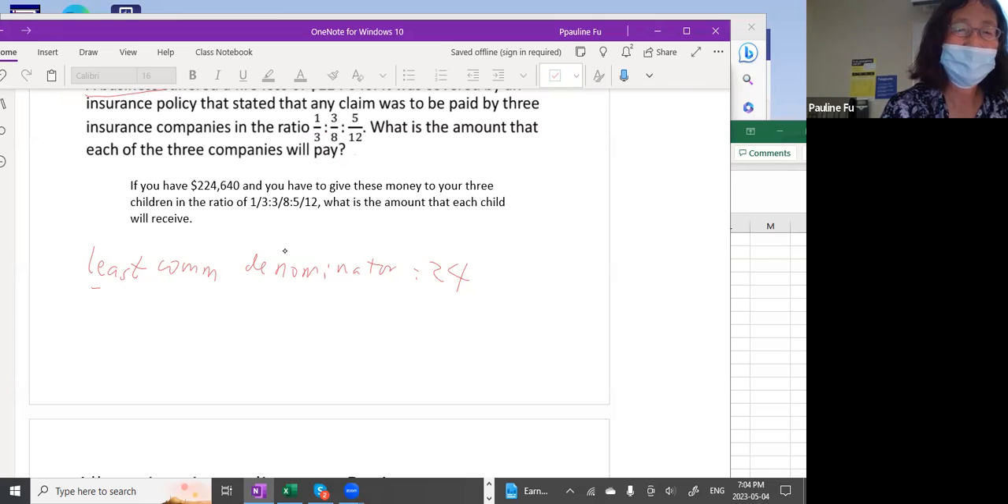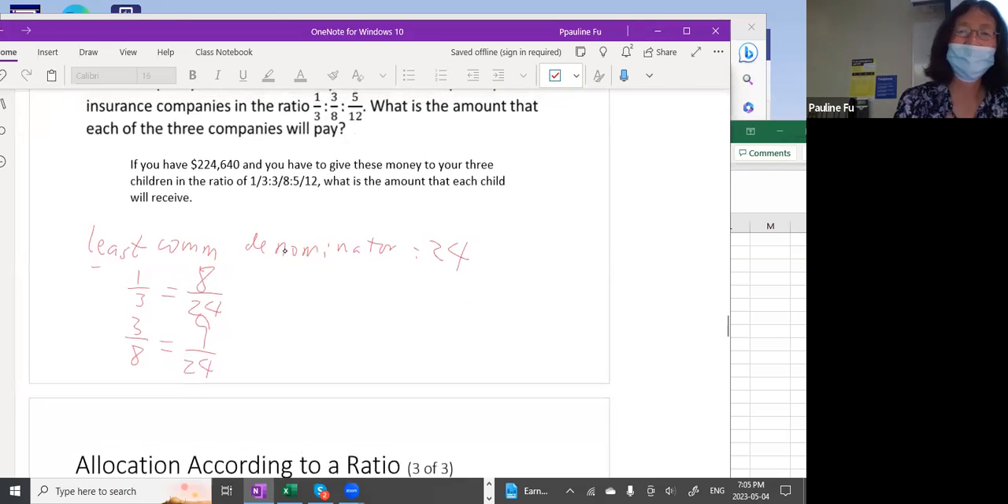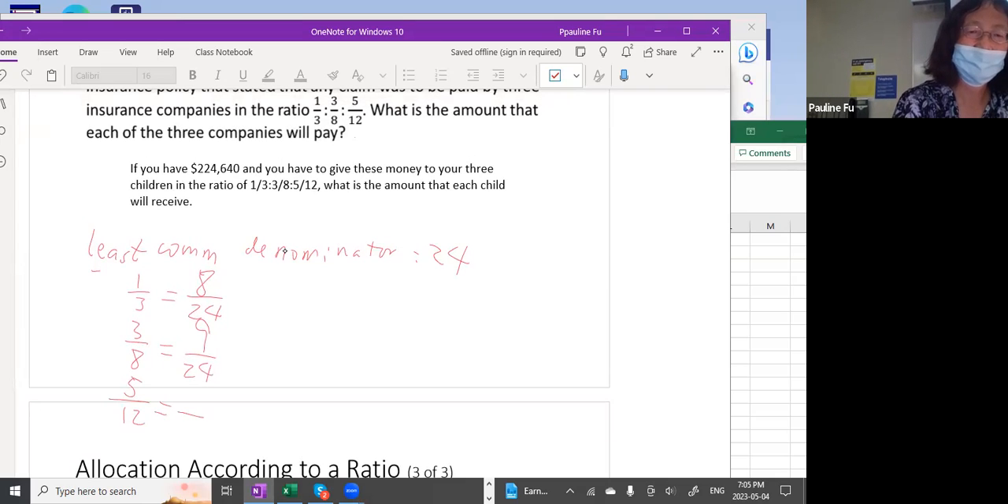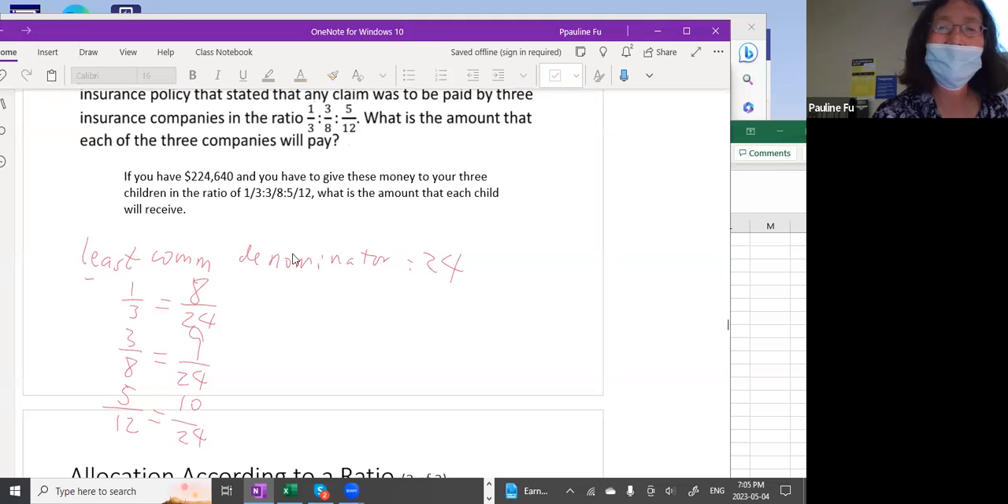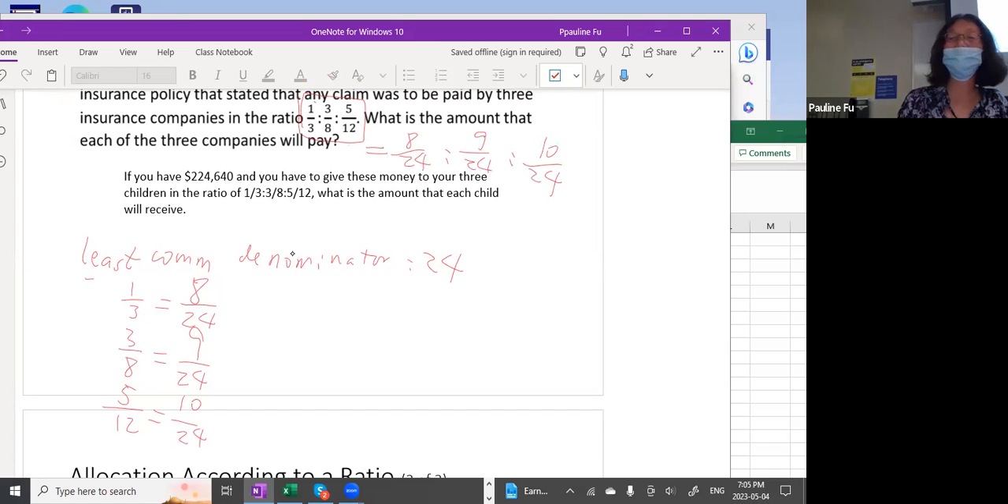So 1/3, do you agree it is the same as 8/24? And then 3/8 is the same as 9/24. And then 5/12 is 10/24. Any questions? So the first step is to change this ratio to a ratio that has a common denominator. So it becomes 8/24, 9/24, 10/24. Okay, any questions?